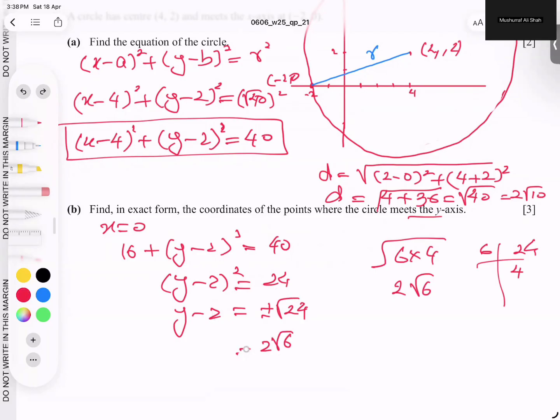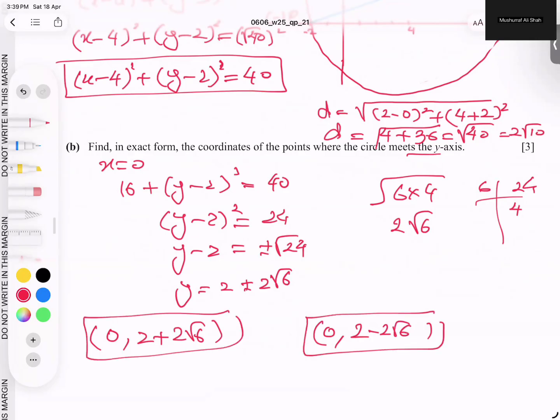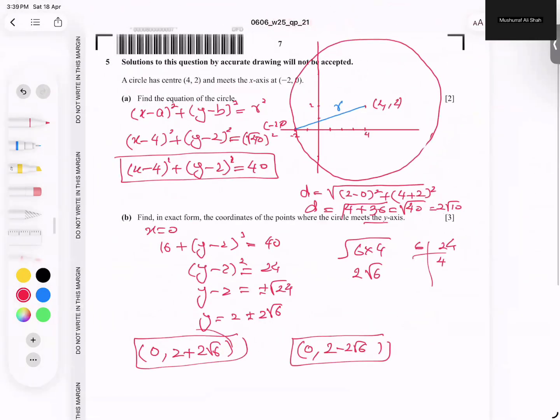But wait a minute. I got plus and minus 2 root 6 and 2, equal to y. And he said exact coordinates, which I'm going to write now. So the coordinates become (0, y). What is the y coordinate? 2 plus 2 root 6 and 2 minus 2 root 6. I hope the point is very clear and we have done it. One point is positive 1 above and negative 1 below. And I hope the concept of the question is completely clear.